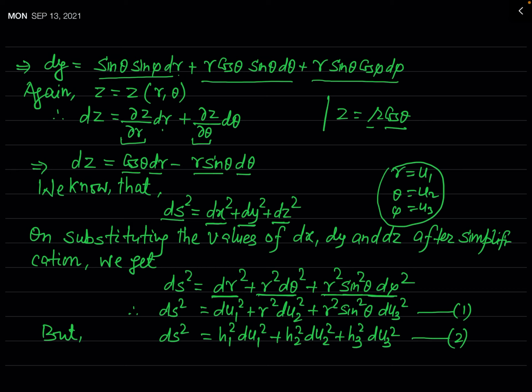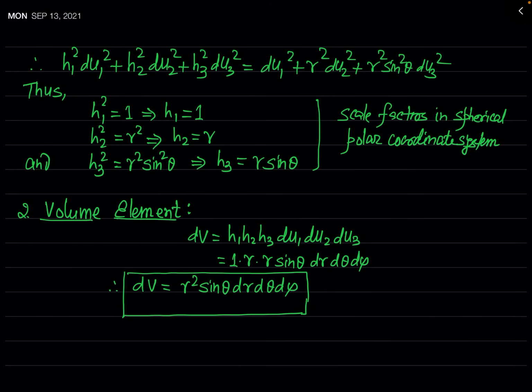But as we know, in the general orthogonal curvilinear coordinate system, the expression for ds square is this much. You have seen this expression earlier. This is h1 square du1 square plus h2 square du2 square plus h3 square du3 square. So you can equate these two equations, 1 and 2, because both are equal to ds square. So let us equate these two equations. You can see I have equated these two equations.